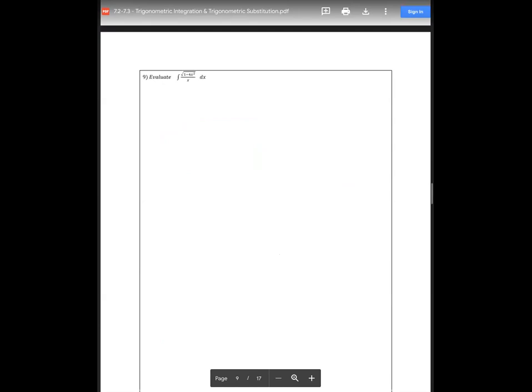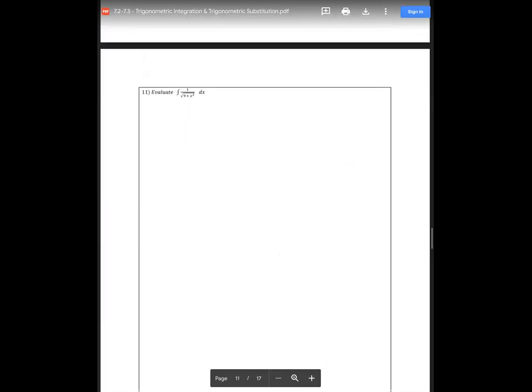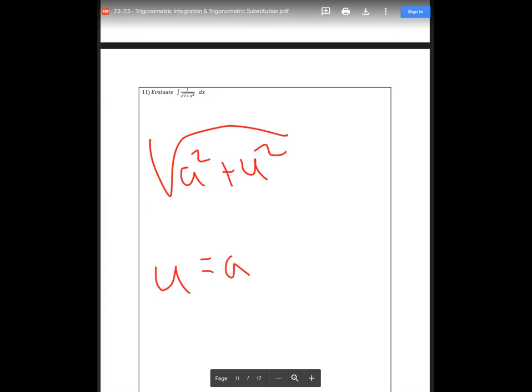The next one, let me see where I can find the first one like that. Here. When you have something like a squared plus u squared, that gives you permission to say that u is equal to a tangent of theta.